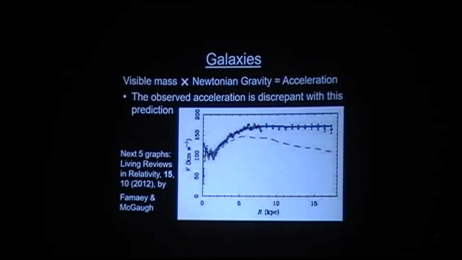So just to give an idea, outer planets in the solar system are rotating slower than inner ones, but the outer parts of a galaxy rotate at the same speed as the inner parts. So what's called a flat rotation curve. So that's very weird.